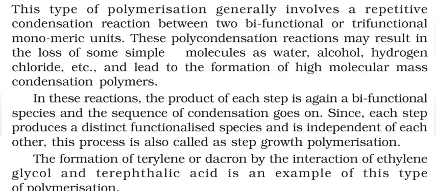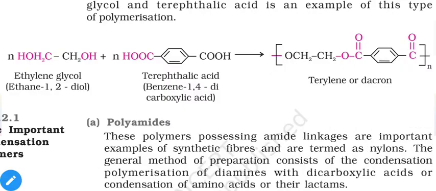And since each step produces distinct functionalized species and is independent of each other, this process is also called step growth polymerization. The formation of terylene or dacron by the interaction of ethylene glycol and terephthalic acid is an example of this type of polymerization. So let us discuss one of these reactions. So here a reaction between ethylene glycol and terephthalic acid is mentioned.